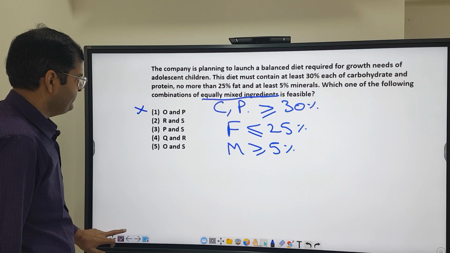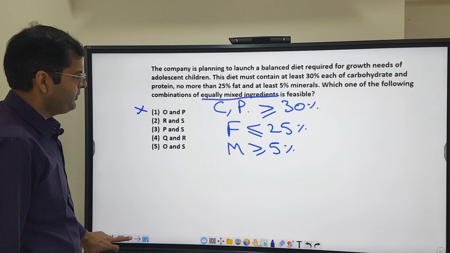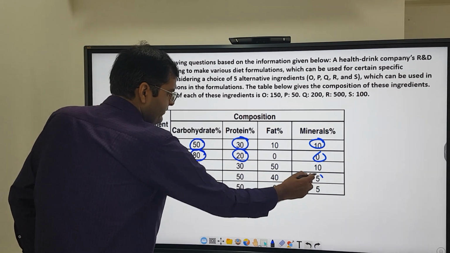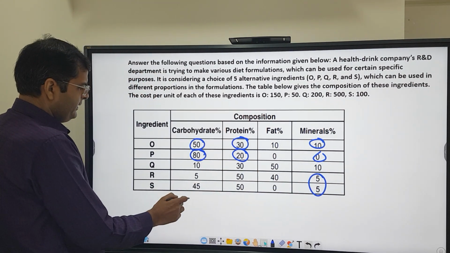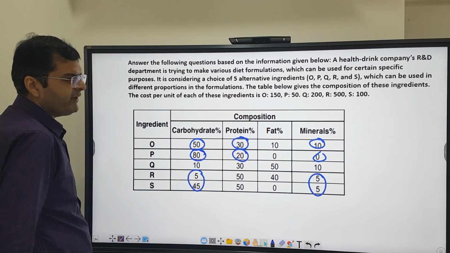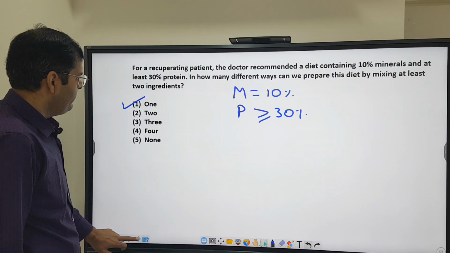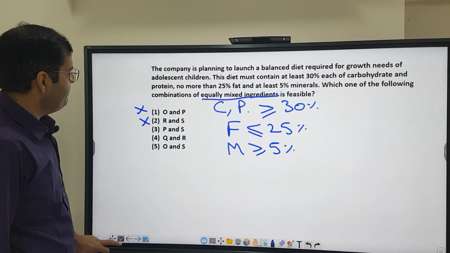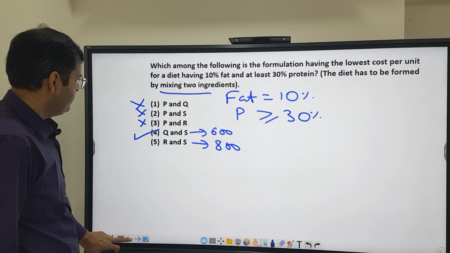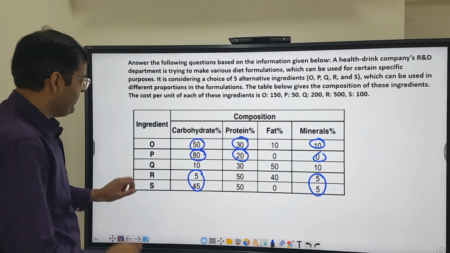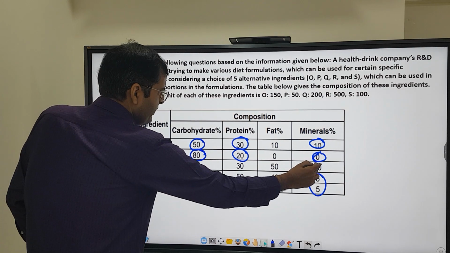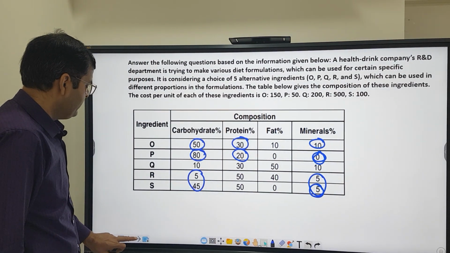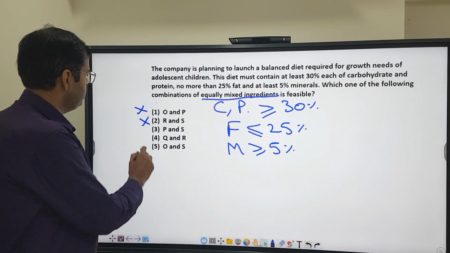Then R and S. I'll check for mineral, carbohydrate, protein and then fat. R and S, mineral is 5 and 5, so you get at least 5. Then carbohydrate is 5 plus 45, which is 50, by 2 is 25, so it is ruled out, because carbohydrate also has to be greater than or equal to 30. So R and S is ruled out. Then P and S. P and S, mineral is 0 here and 5 here. So 0 and 5 gives 2.5% minerals. So it is also ruled out.